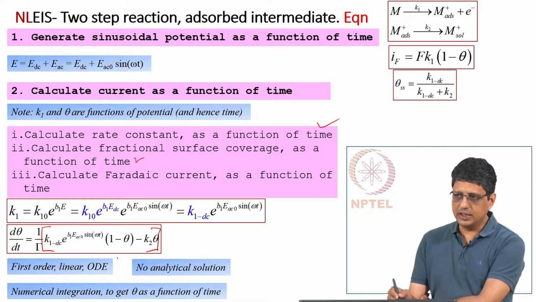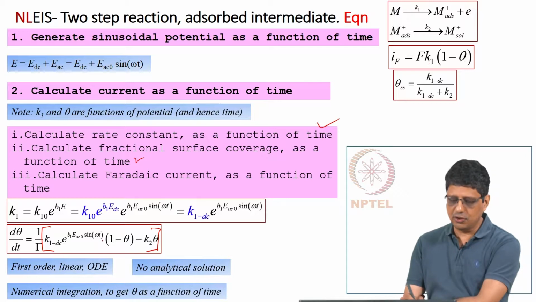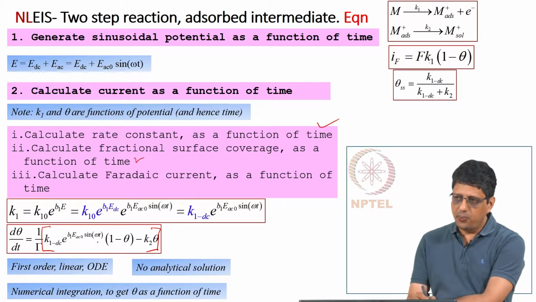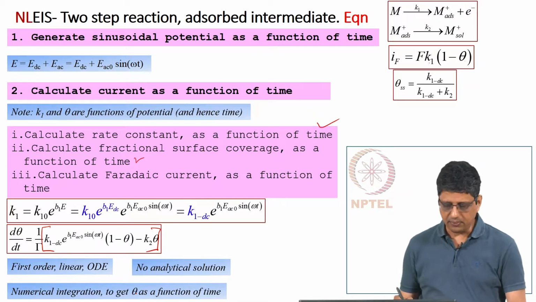As far as I know, there is no analytical solution for this. For a given initial condition, it does have a unique solution; it is guaranteed to have a solution and it is unique, but I am not aware of an analytical solution for this. We can do numerical integration anyway and get theta as a function of time.